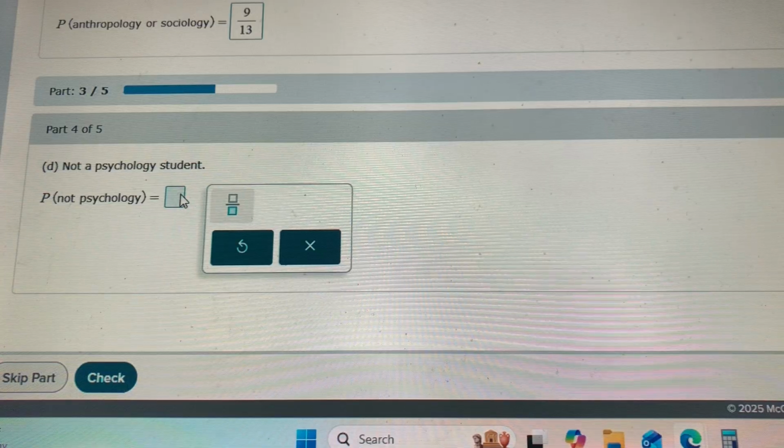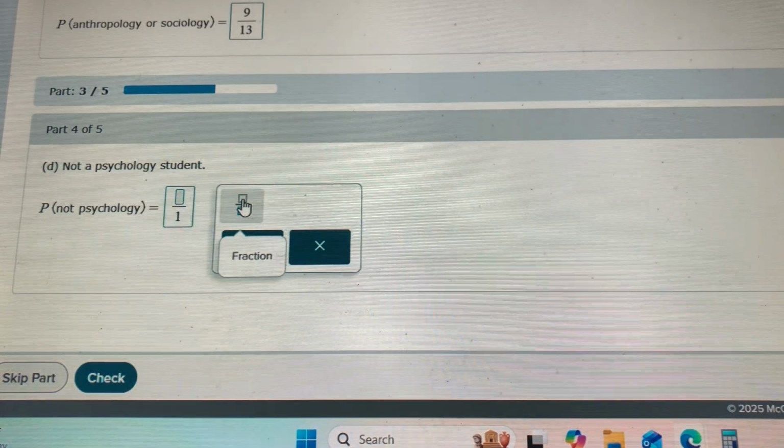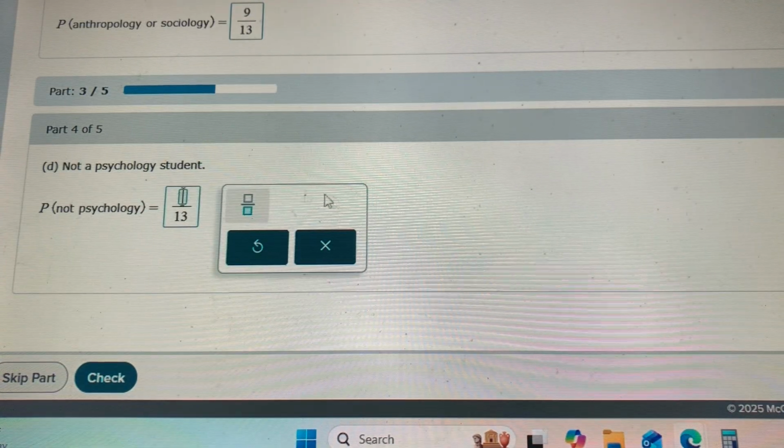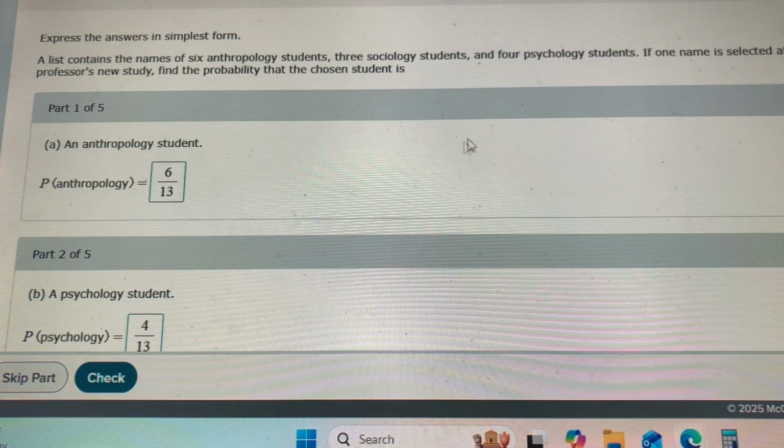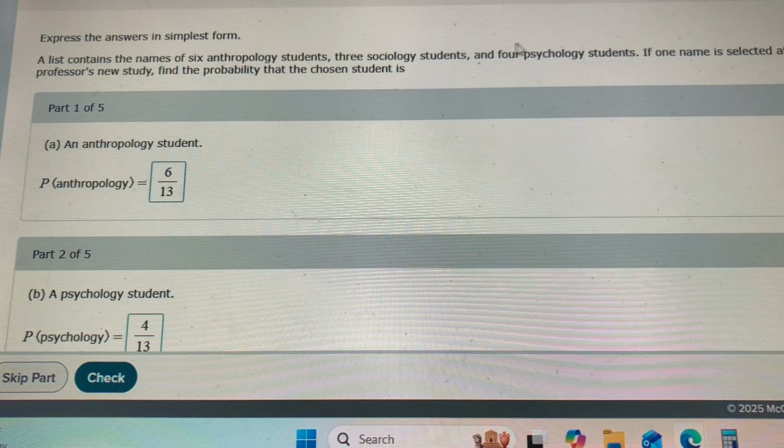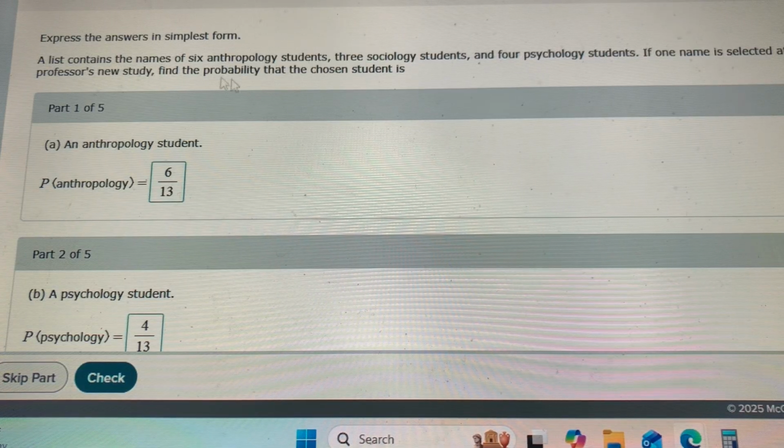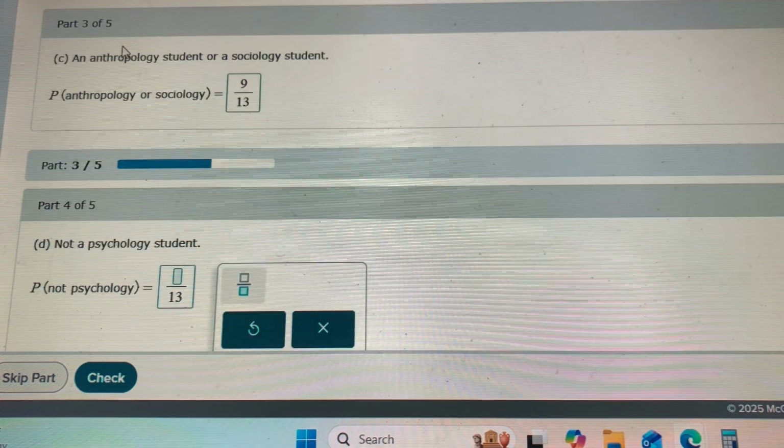Not a psychology student, well, that's definitely over 13. One way to do this is to cover up the psychology students. There are 4 of them. So if you're not one of these 4, then you're one of these other 9. So it turns out part 3 and part 4 are really asking the same question. To say you're not a psychology student means you have to be one of these other 2 because there's only 3 types of students in this sample.